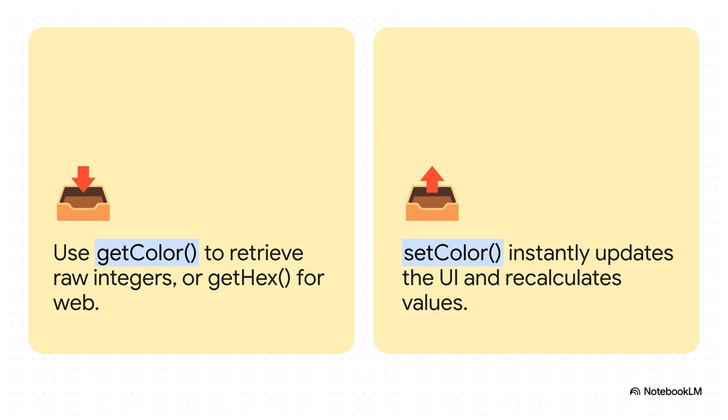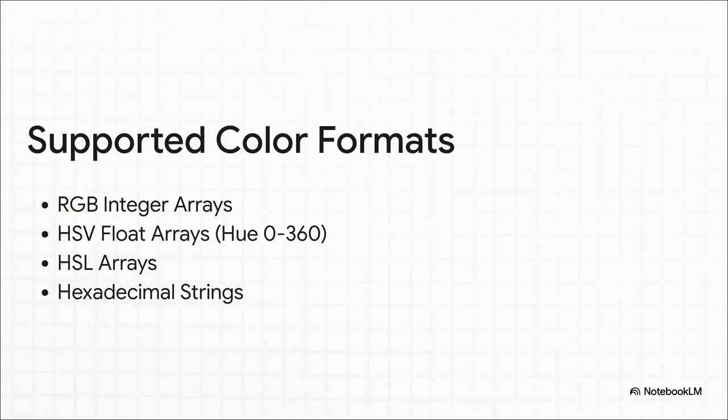Need web-friendly strings? GetHex and SetHex have you covered. And get this, SetHex is actually smart enough to clean up those pesky hashtag symbols and handle both 3-character and 6-character hex formats completely automatically. Continuing with the API, the sheer variety of supported color formats here is absolutely fantastic. Whether you're working with standard RGB integer arrays, independent HSV float arrays where the hue goes all the way up to 360, HSL arrays for lightness calculations, or those hex strings we were just talking about, the wheel supports the whole shebang. The component actually has dedicated math regions handling complex conversions, like RGB to HSV and HSL to RGB, completely behind the scenes. You just pass in your preferred data type and it seamlessly adapts.